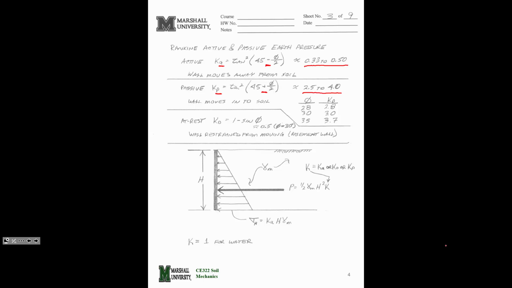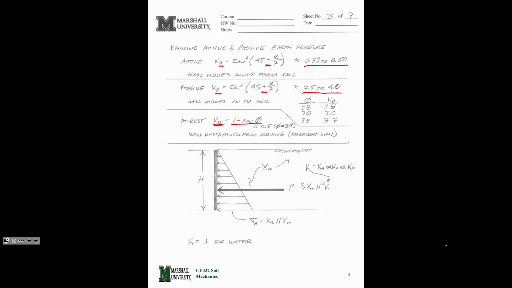The wall can't move, so that gives us this at rest condition, K naught. And the equation for that's 1 minus sine phi. For 30 degrees, that's 0.5. So you ought to be somewhere around that 0.5 value. So when you calculate it and you come up with 0.8 or something like that for K sub A, you ought to know something doesn't smell right. And that way you can make sure you're not making foolish errors on the exam.